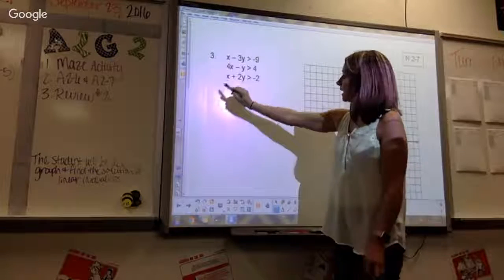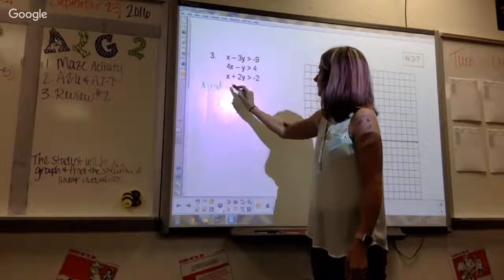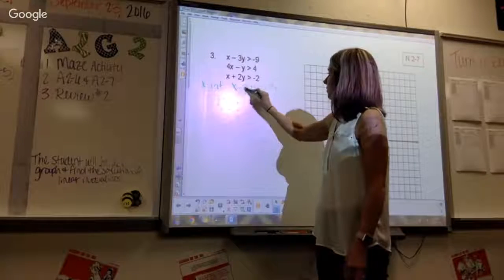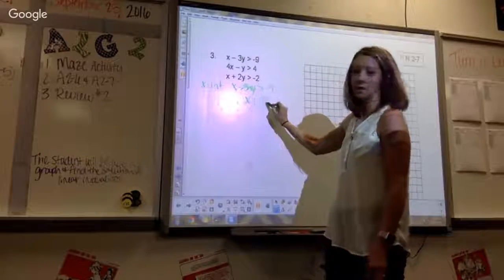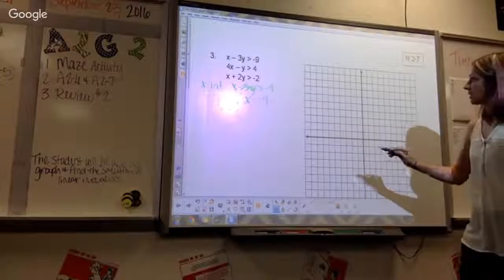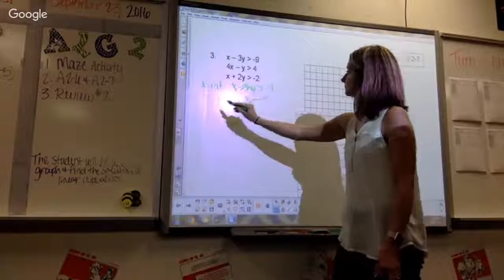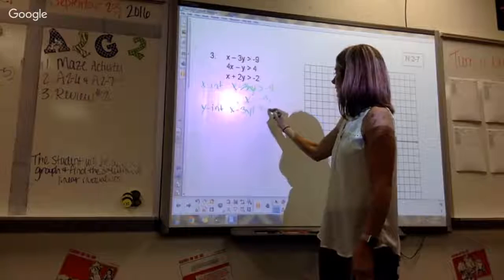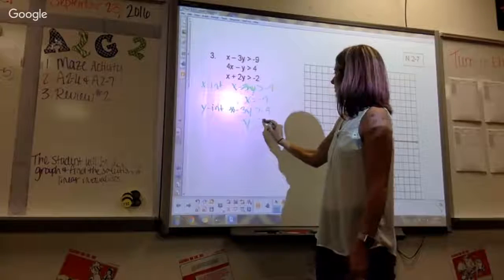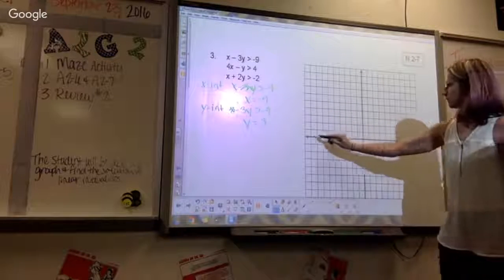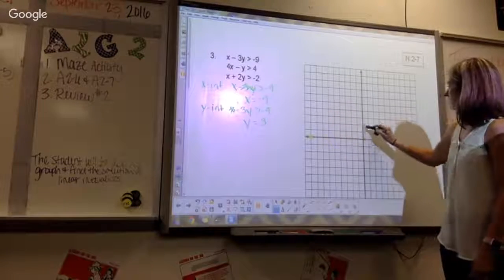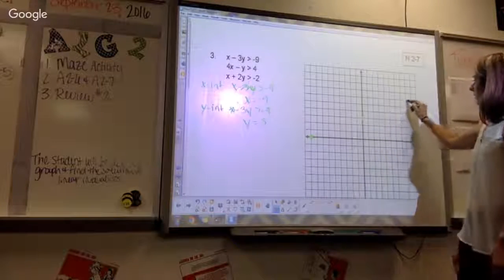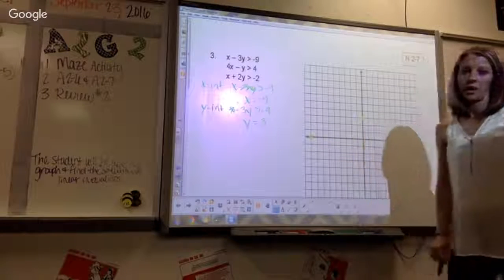So I'm going to find the x-intercept of the first one. So cover up your y. So x would equal -9. And then finding the y-intercept, cover up your x. So y would equal +3. -9 on the x, +3 on the y. And it's not equal to, so it's dotted. Make sure you extend that line throughout the whole graph there.